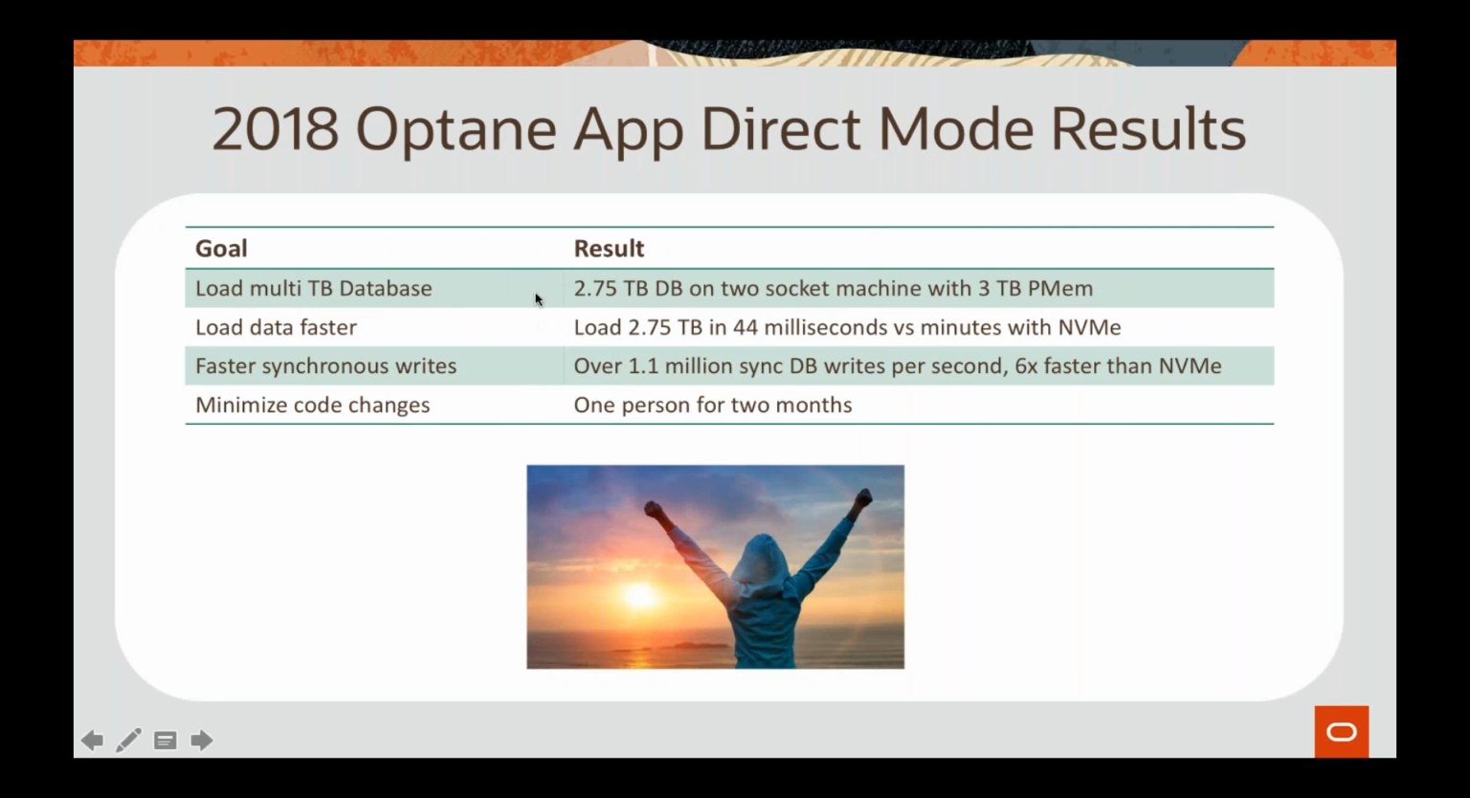So it turned out we achieved all our goals. We were able to do a 2.75 terabyte database on a 2-socket machine with 3 terabytes of persistent memory. We were able to load that database into memory in just over 44 milliseconds. The important thing to compare that to is, if we were loading it from files using the fastest NVMe storage, that would have taken us many minutes. So it gave us faster load time.